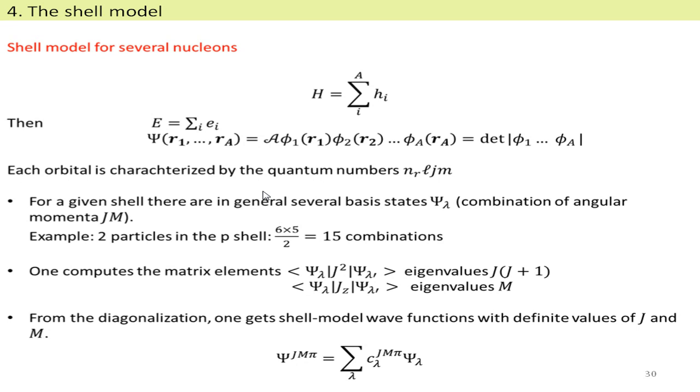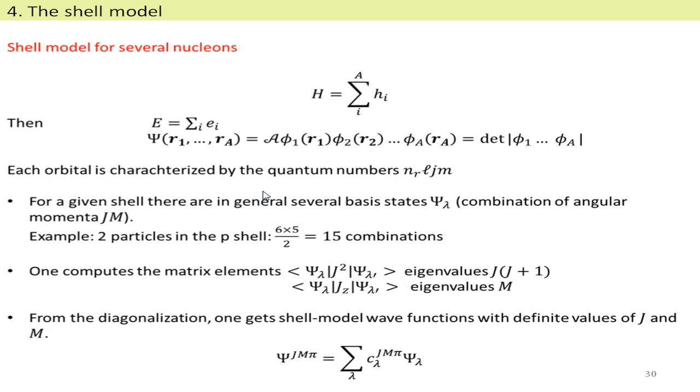Now I'm coming to the nucleus. So in this approximation, the Hamiltonian is the sum of the individual Hamiltonians. So the wave function is obtained from the product of the different orbitals with antisymmetrization. We know that the wave function should be antisymmetric. So now it's a nucleus.